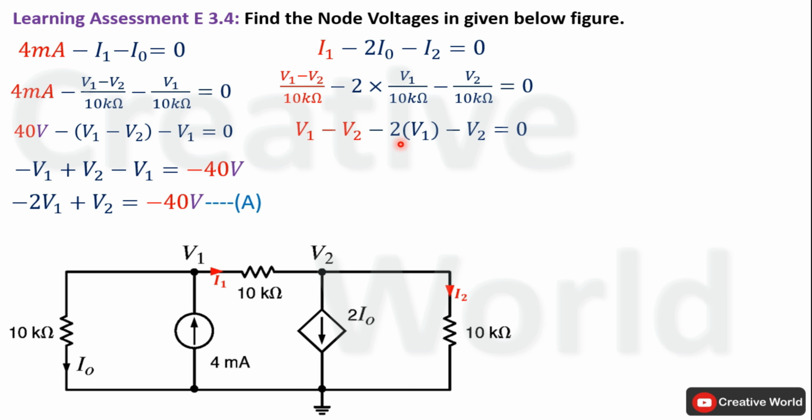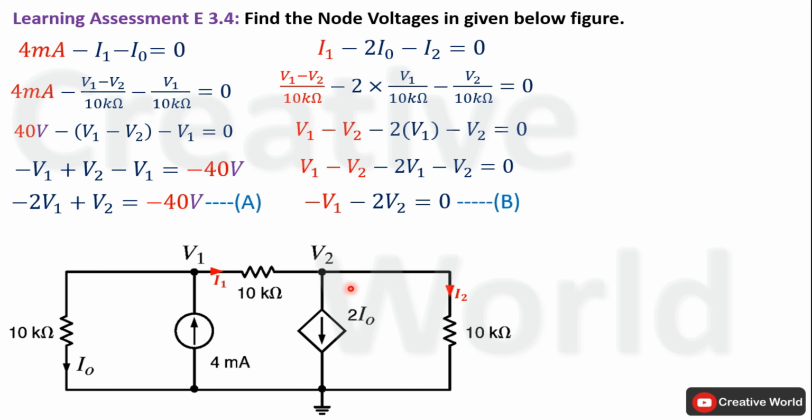Now take the product of 2 and V1. The equation will become V1 minus V2 minus 2V1 minus V2 equal to 0. Now subtract V1 from minus 2V1. The answer will be minus V1 because the larger value has the minus sign along with it. And the sum of minus V2 and minus V2 will result in minus 2V2. This equation cannot be further solved, so we can label this equation as equation B, and this will be the second node equation of this network.